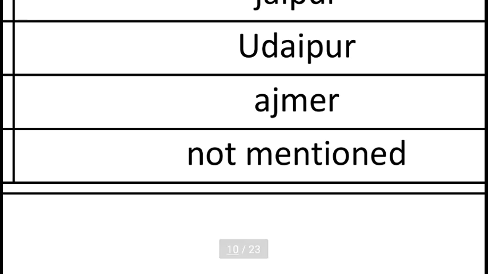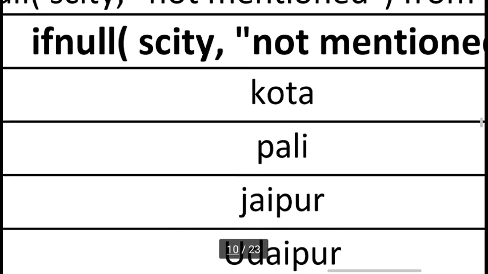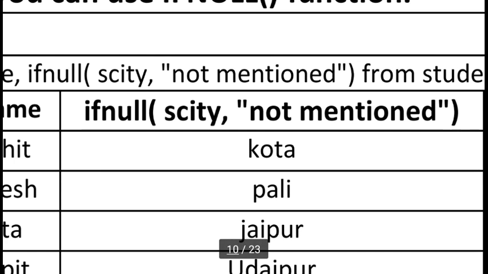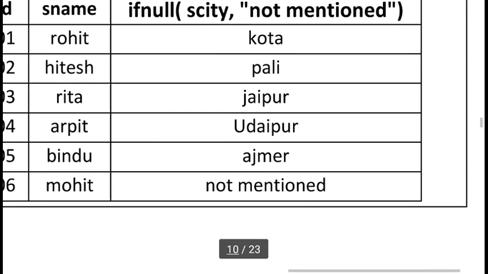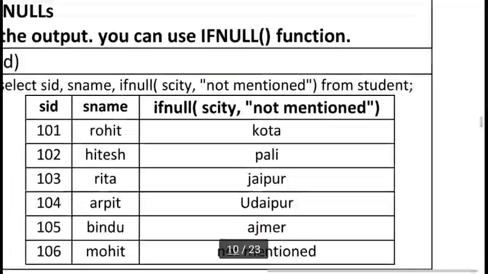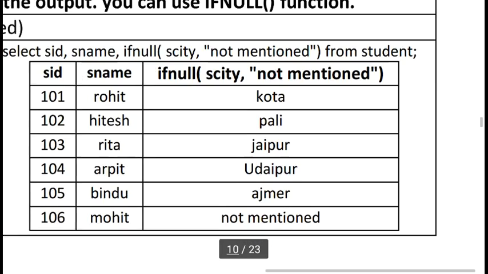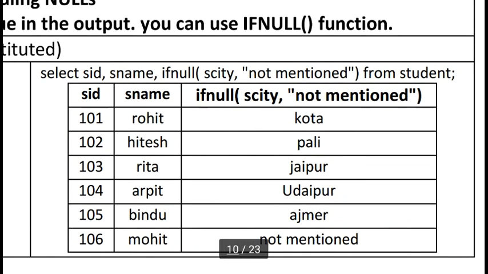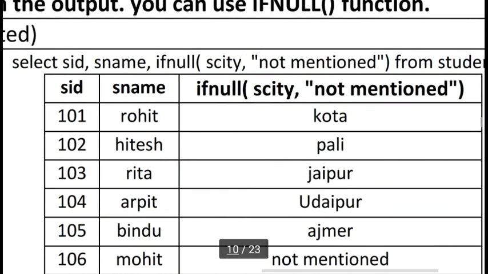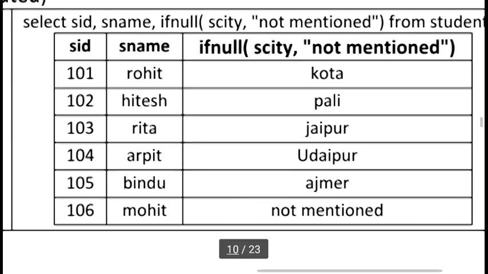So it is easily readable and easily understandable. SCT shows 'not mentioned'. These are the things we can see. We can also replace null values according to our choice, with 'not mentioned', for SID, SNAME.